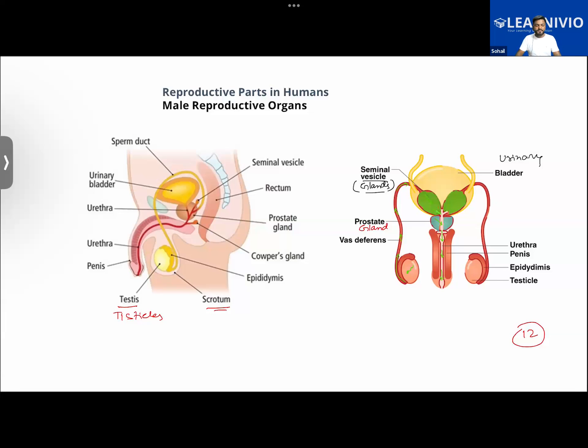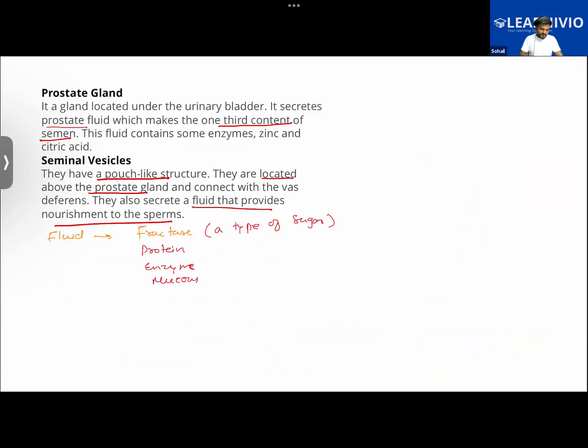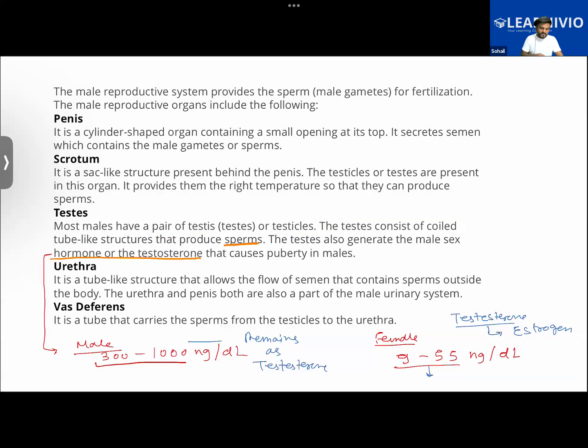Production of seminal fluid. Seminal vesicle, exactly. So that produces seminal fluid. So what does the seminal fluid do? What is its function? Seminal fluid provides nourishment to the sperm. So remember, like we learned, seminal vesicle provides nourishment to the sperm. It has the following components found inside it: protein, enzyme, mucus.